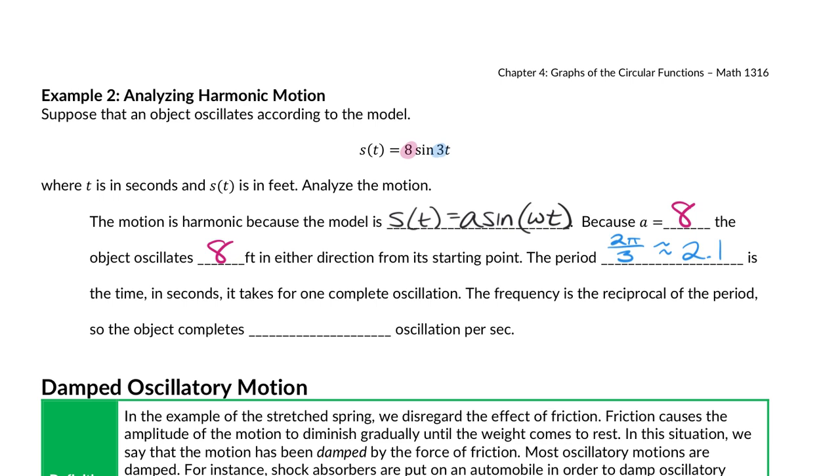The frequency is the reciprocal of the period, so the object completes 3/2 pi oscillations per second. Or if we're making that a little bit more sensible to ourselves, it completes 0.48 oscillations per second, so about half of an oscillation per second. So these formulas that we get actually tell us a lot of information about the motion of the function. And these are the main concepts that you're going to be asked about. Building an equation like we did in example 1, and analyzing an equation like we did in example 2.